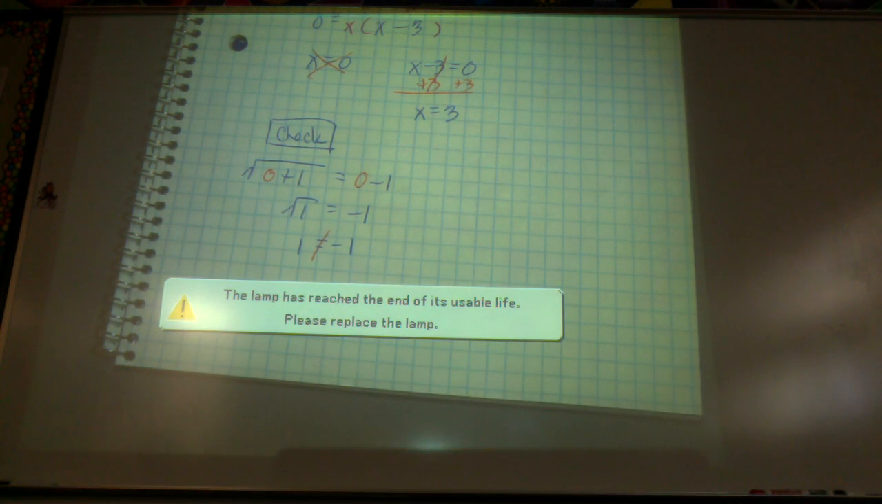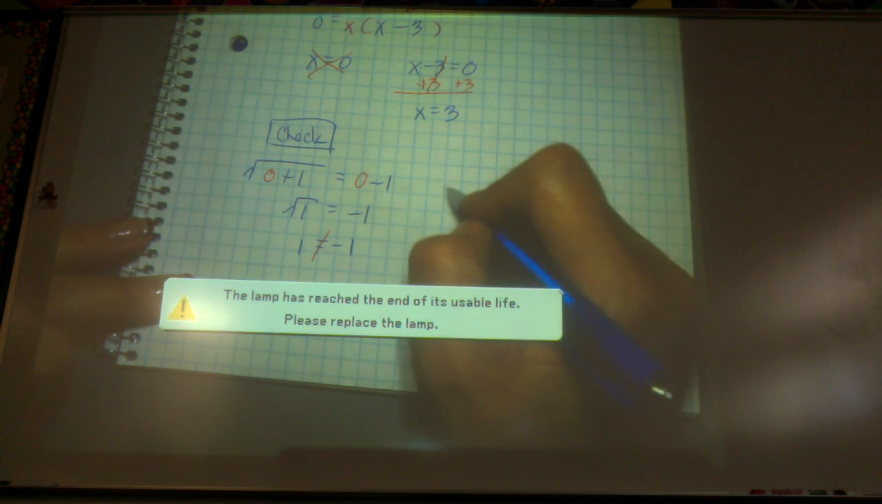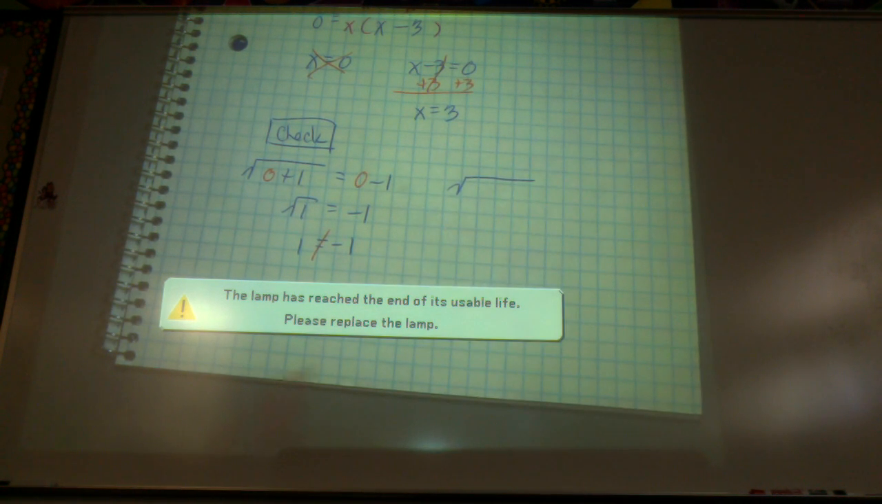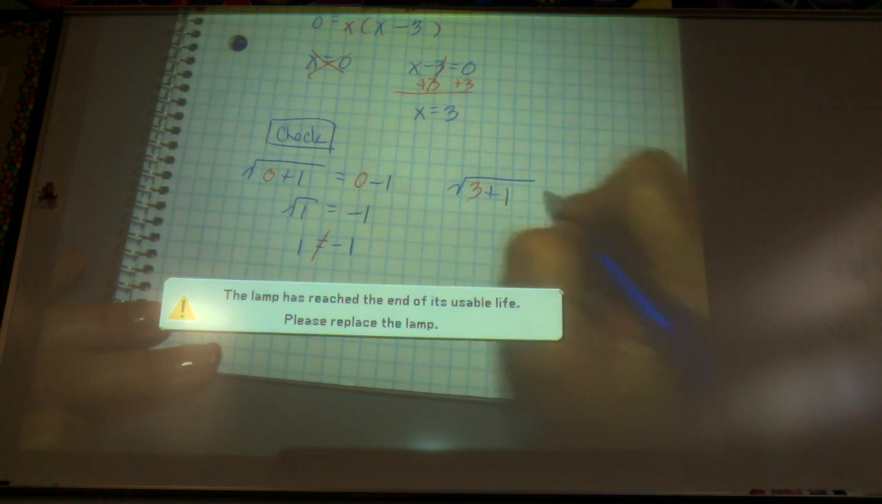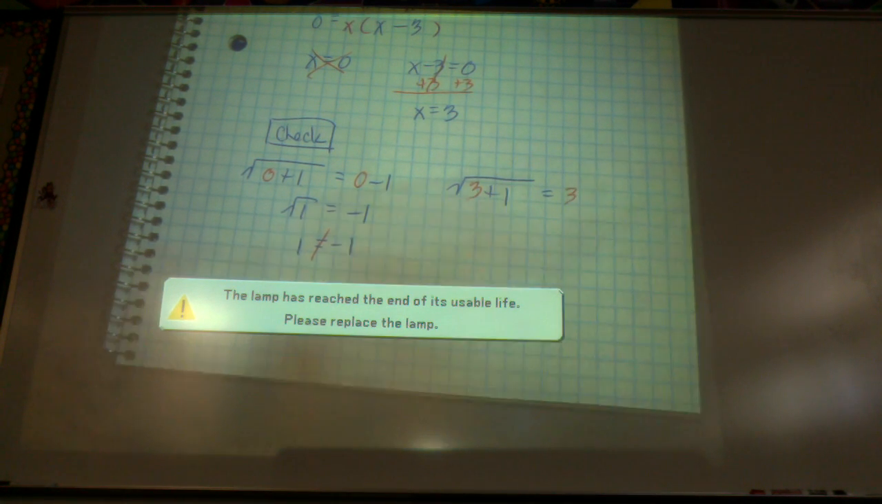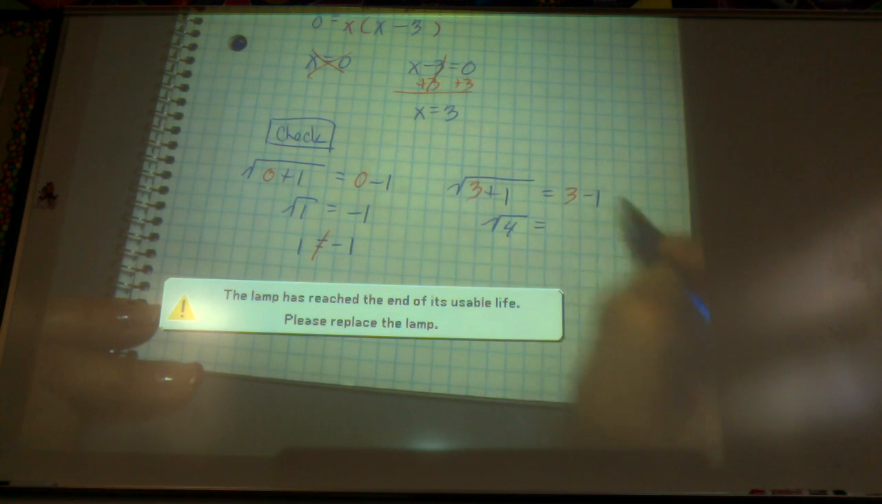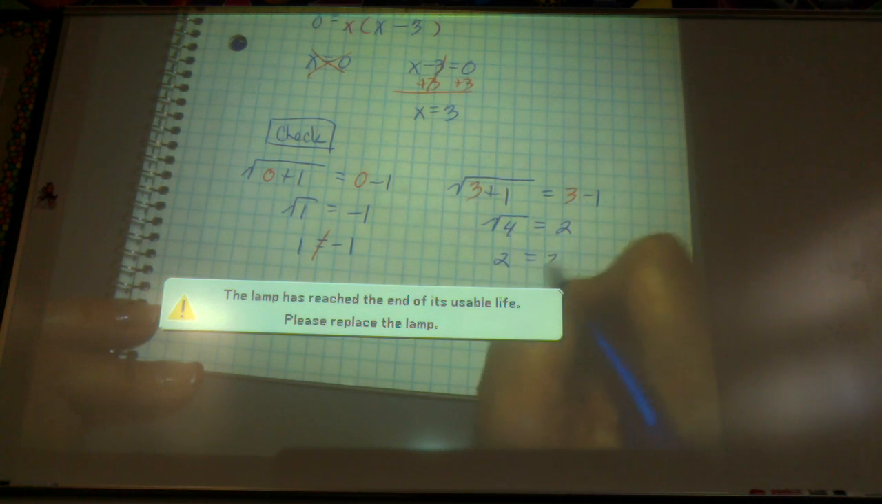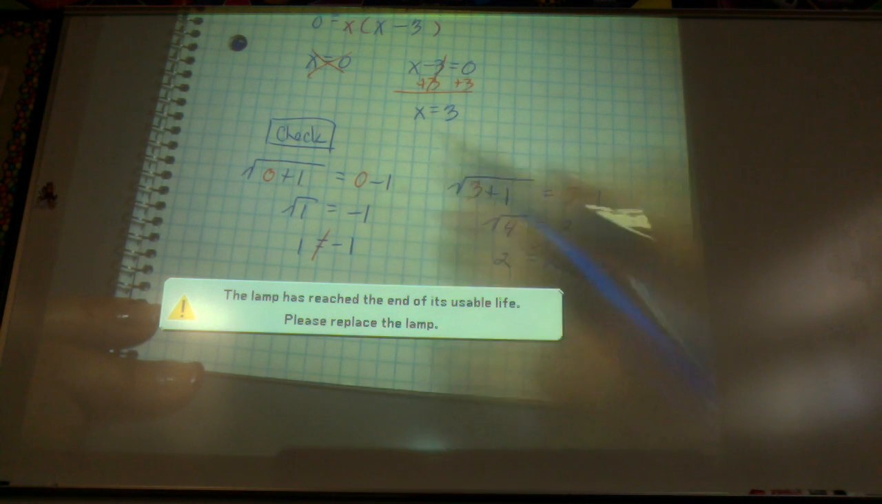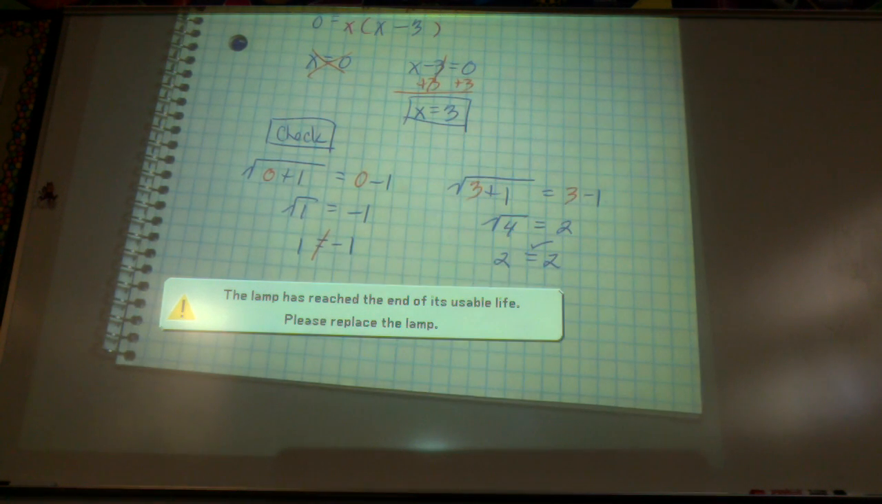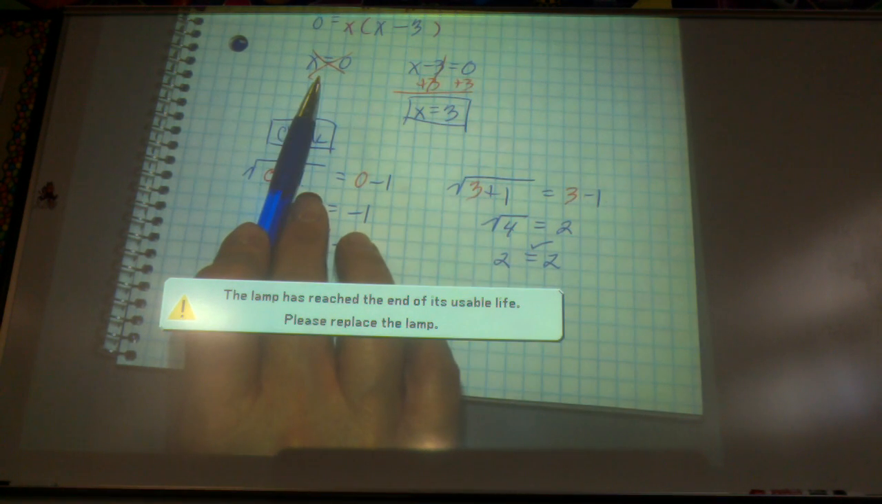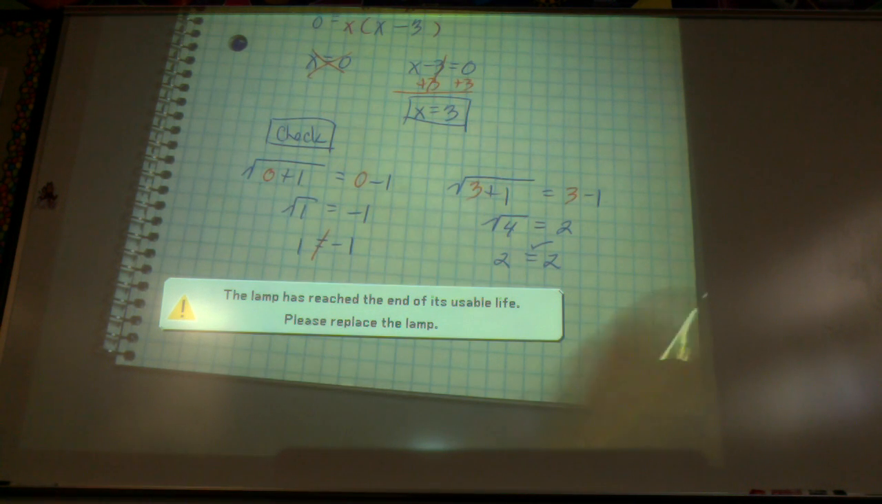Check it again. Jacob, why aren't you checking it with me? So we've got 3 plus 1 equals 3 minus 1. 3 plus 1, square root of 4, equals 3 minus 1 is 2. Square root of 4 is 2. Does 2 equal 2? Yes. So x equals 3 is our only good solution. What's the solution called that we threw out? Remember? Extraneous. One more problem.